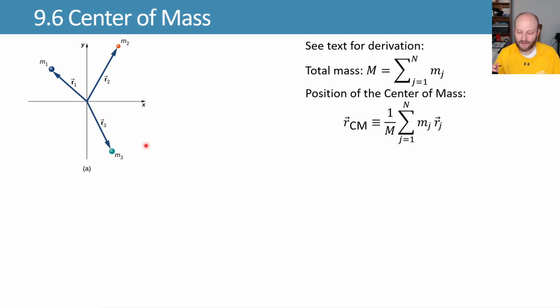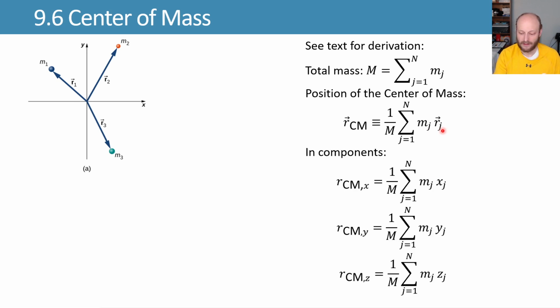And then the position of our center of mass is now given by 1 over that total mass times the sum of our mass times our position of each mass. In component form, you can do this separately for the x, the y, and the z directions. Graphically, I think this kind of helps see what's going on.